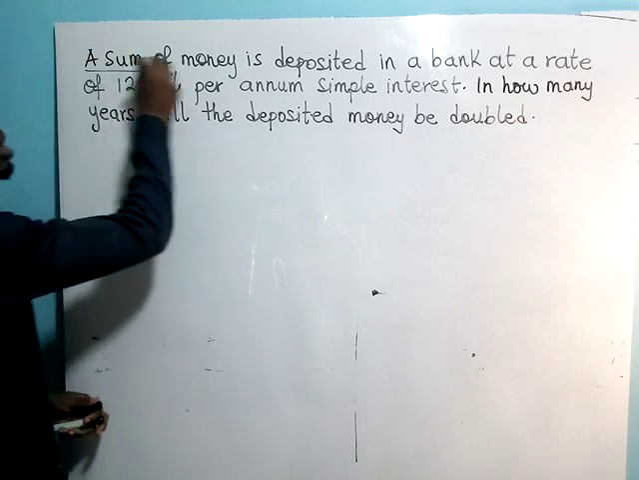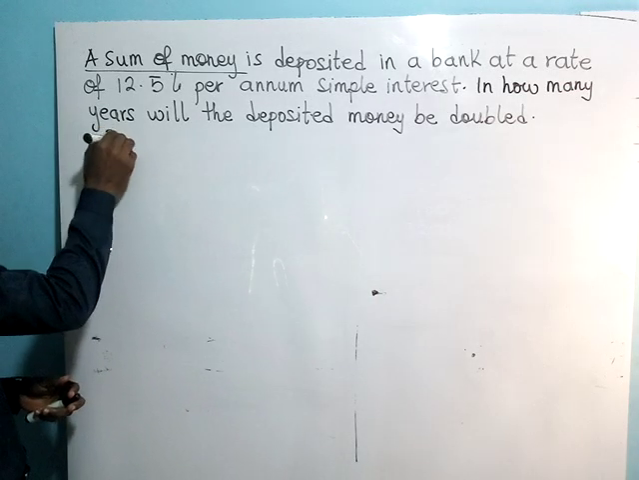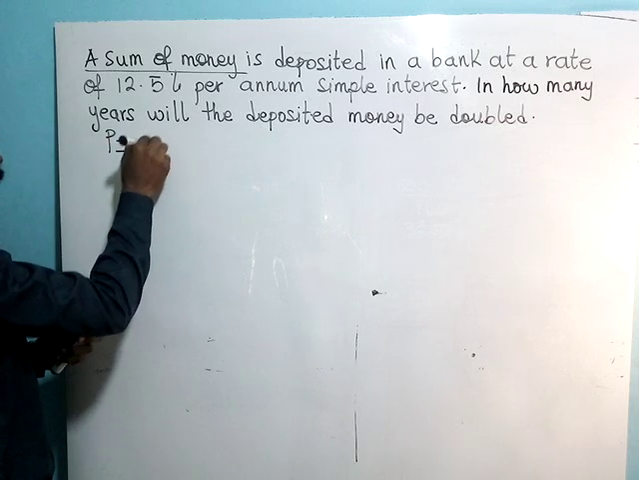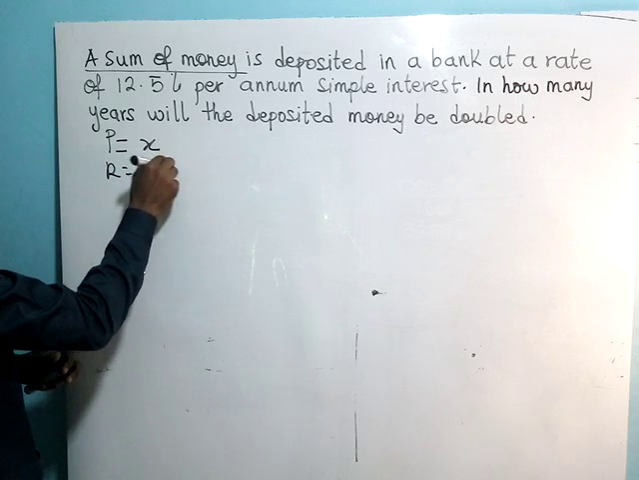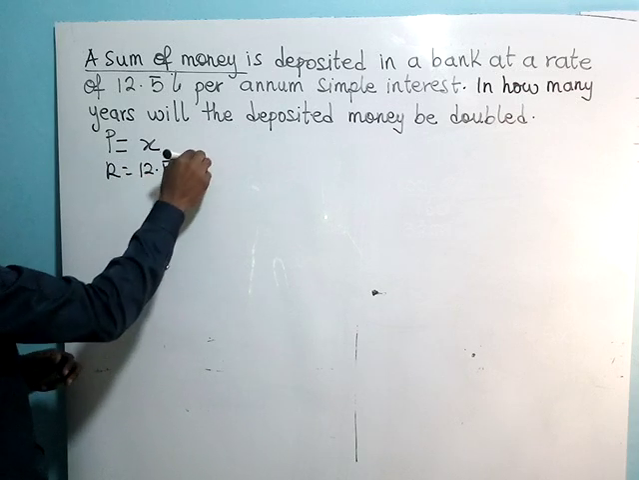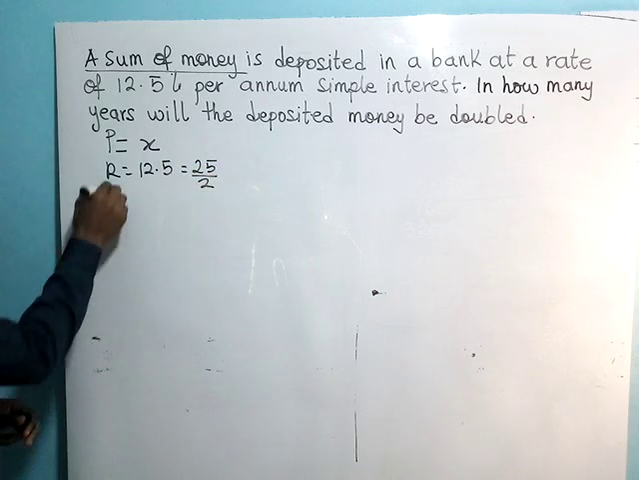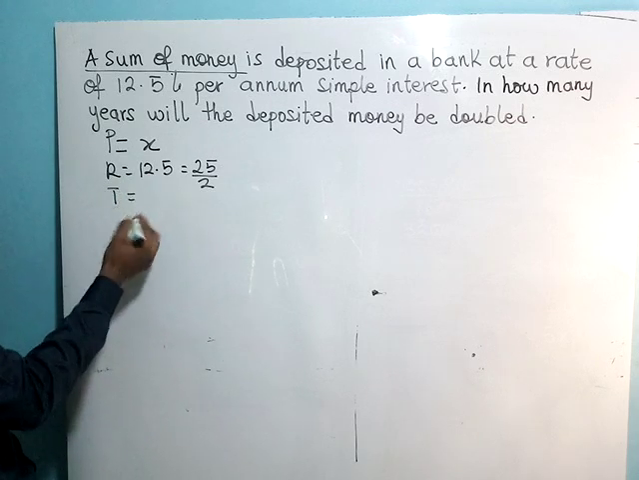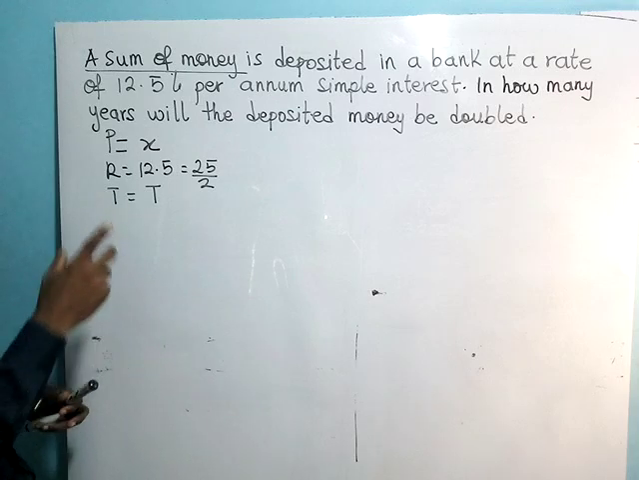A sum of money under simple interest, the money deposited is basically called the principal. So our principal from the question is unknown. We can use X. Now we're given the rate as 12.5%, which is the same as 25 on 2. Now we do not know the time, so our time is still T. Now, in how many years will the deposited money be doubled?